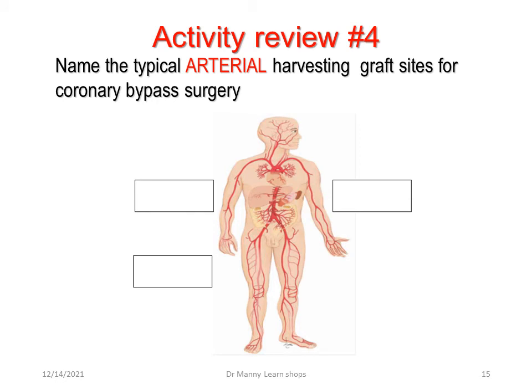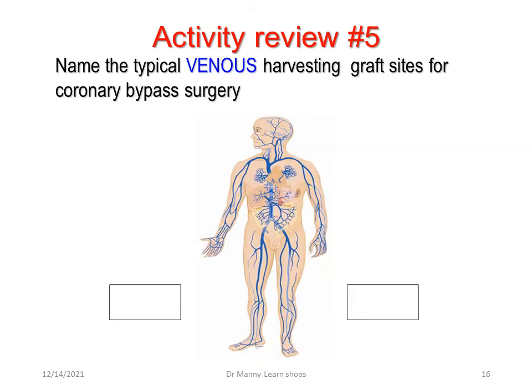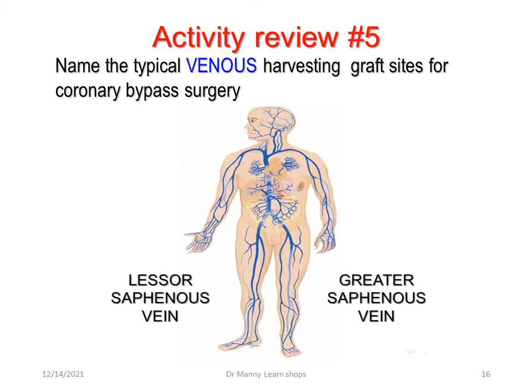Name the typical arterial harvesting graft sites for coronary artery bypass surgery. They are the RIMA, right internal mammary artery, the LIMA, left internal mammary artery, and the radial artery. Name the typical venous harvesting graft sites for coronary bypass surgery. They are the lesser and greater saphenous vein, but remember the basilic and cephalic can be used as well, but less commonly.